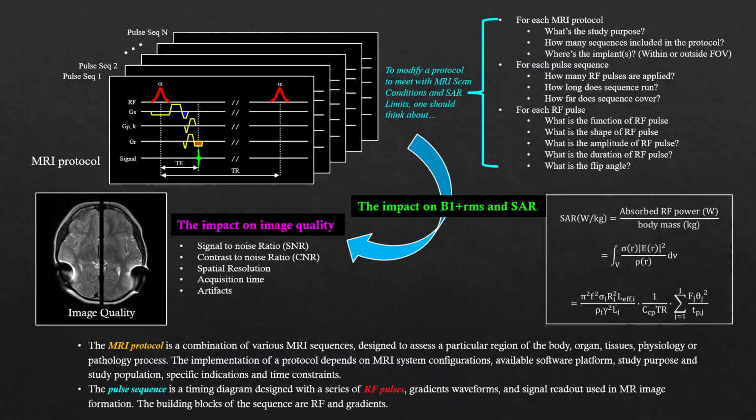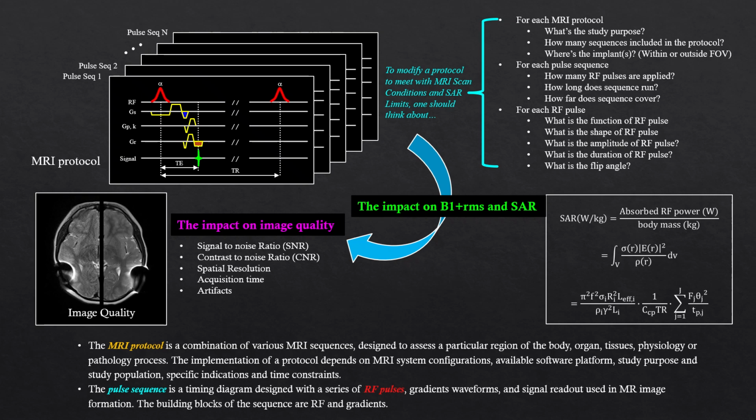To approach this systematically, the neuro-MRI protocol should first be evaluated at the protocol level. Key questions include: what is the study purpose? How many sequences are included in the protocol? And where are the implants located relative to the field of view, inside or outside the imaging volume? These factors define the overall risk context and help determine how strict SAR control needs to be.